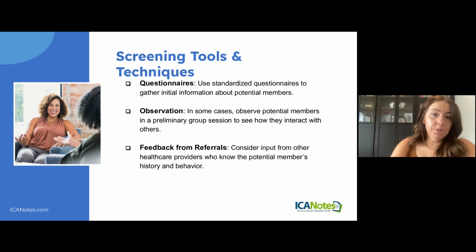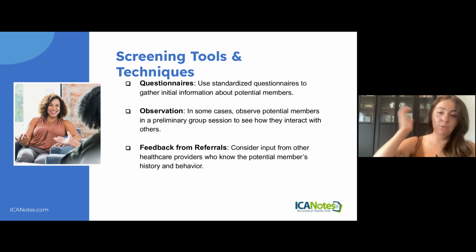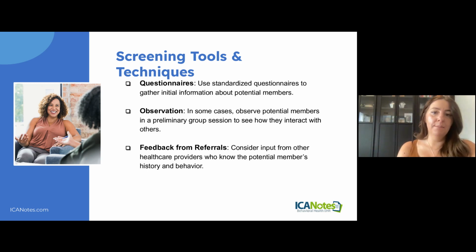You can, of course, use screening tools and techniques. There are questionnaires. Have you been to a group before? Is this something that you have experience in? What is your communication style? How do you receive feedback? You can also do this through observation, as well as feedback from referrals. So think about people who are referring their clients or their patients to your groups, just making sure that you're checking in with them to say, hey, have they been in a group setting before? What do you know about their readiness and ability to participate in group?